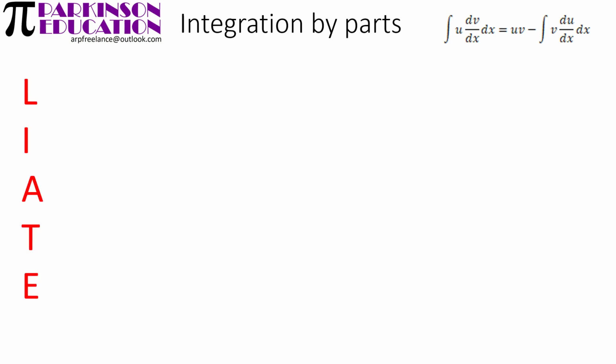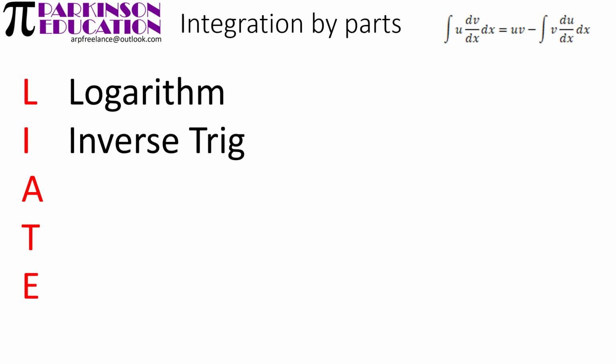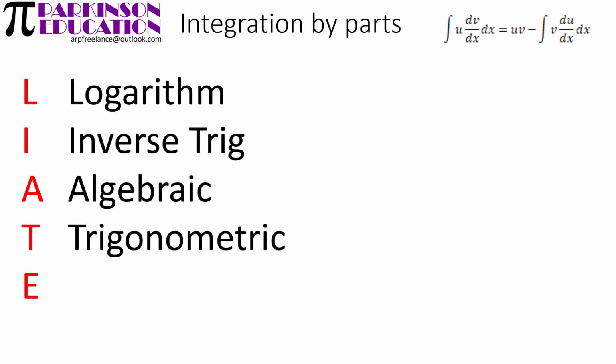Now, I've just put up on the screen LIATE. This is the way that we use to remember which one we use for u. So L is logarithmic, then inverse trig, algebraic, trigonometric, and exponential. Think of this as an order in which you pick u.